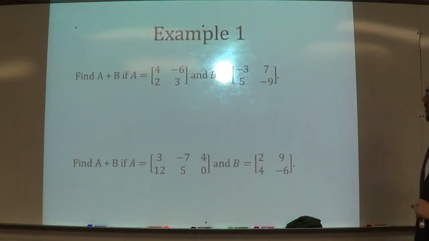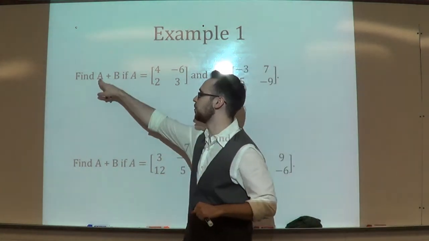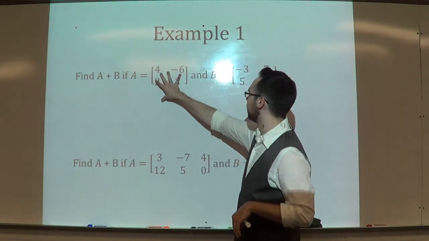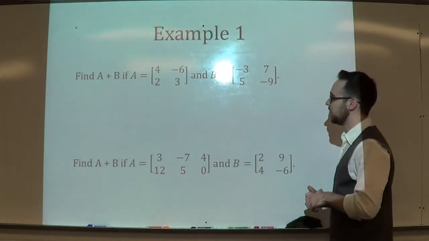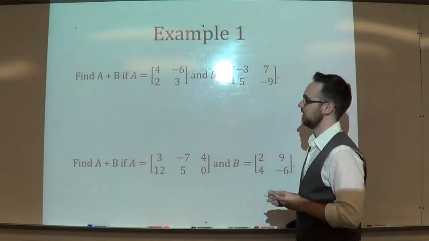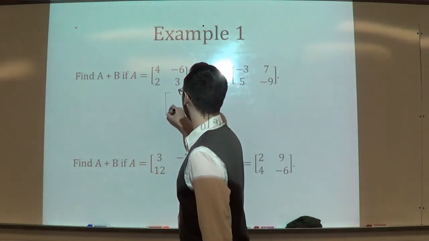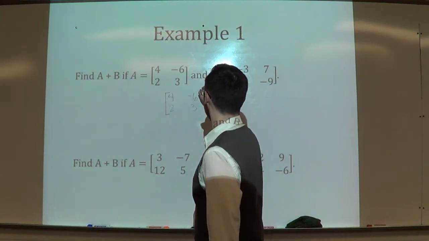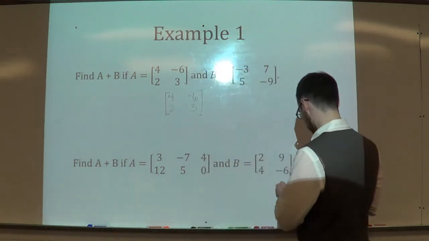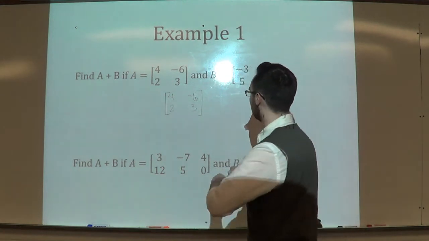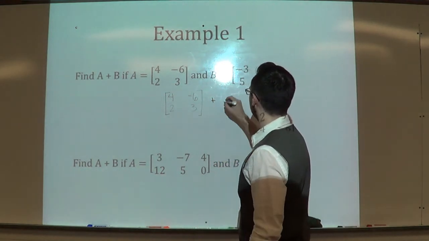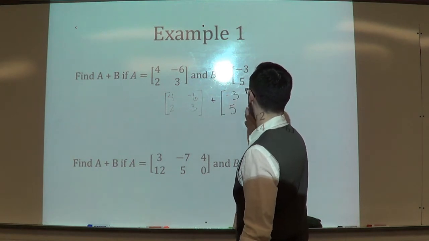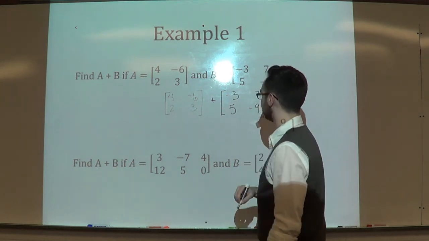So let's try this. They want us to find A plus B. Again, capital letters refer to the name of a matrix. So we have A is equal to this, B is equal to this matrix, and they just want us simply to find A plus B. So we're going to rewrite our matrices. We're going to have 4, negative 6, 2, 3, plus, and then we're going to have negative 3, 7, 5, and negative 9.